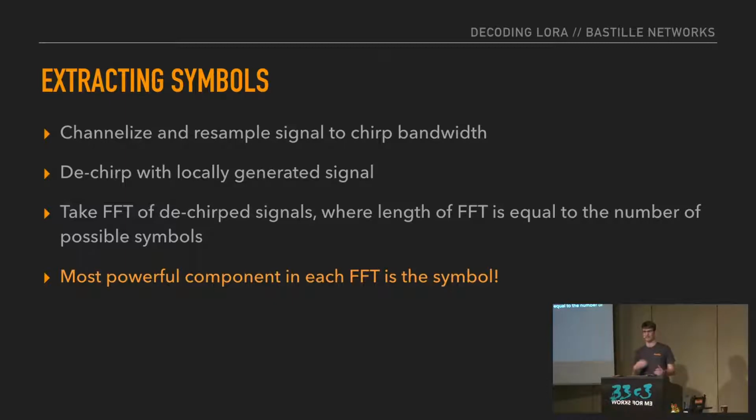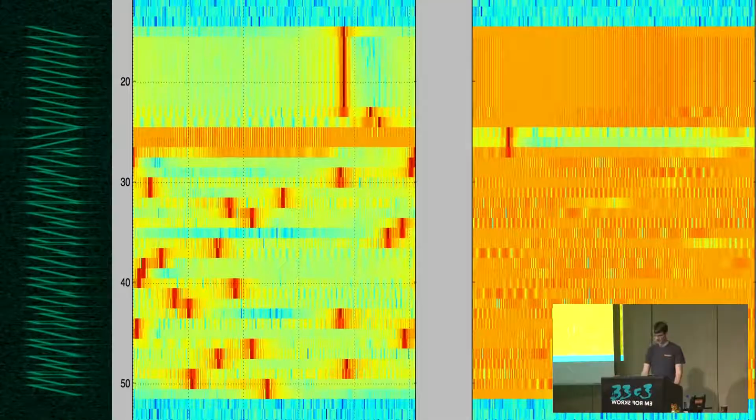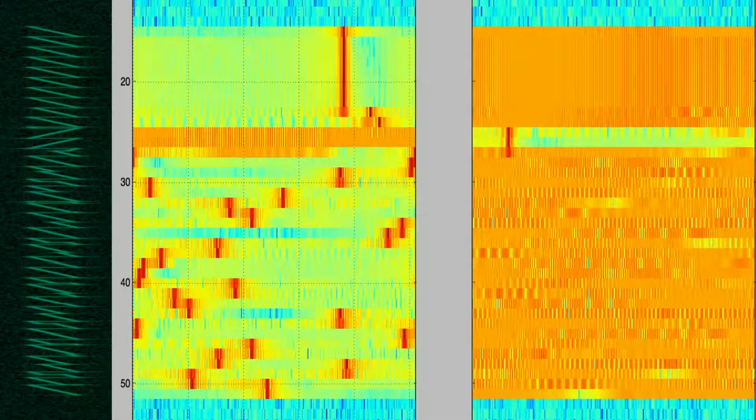So by dechirping it, we get it into a form where we really expect there to only be one strong component per FFT. Whereas if we didn't dechirp it, when we took the FFT of a chirp's worth of symbols, we would see the energy kind of spread all throughout all the different bins. But by dechirping it correctly, all that energy gets pushed into one bin, and we get a single clear value out of it. So if we do that, we get a picture that looks like this. And here, the z-axis again is the intensity, the power present, and we expect that to be the symbol that we're looking for. And here it's aligned in time with the base chirp on the left there.